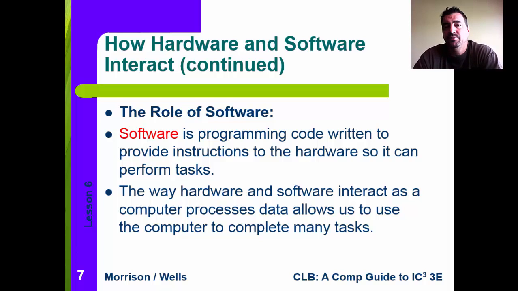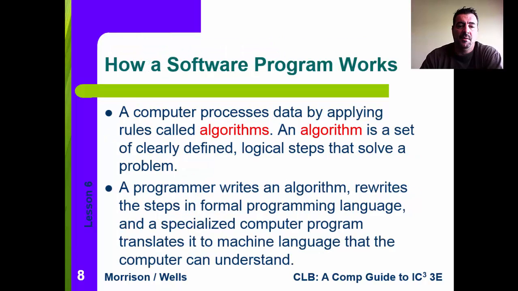You can look at it a couple different ways. You can also use things such as keyboards. Putting in input, the software receives the information, translates it, and then does what you need it to do, making the hardware perform a specific task. It may be printing, or it may be simply providing something on the screen. The way the hardware and the software interact is how a computer processes data and allows us to use a computer to complete many tasks. Okay, pretty common knowledge there.